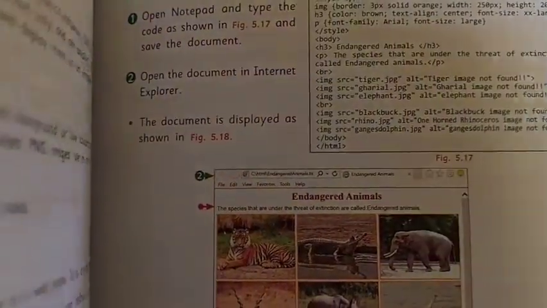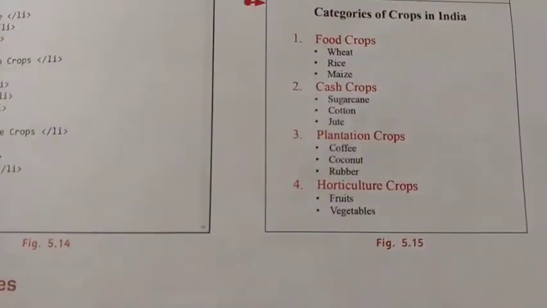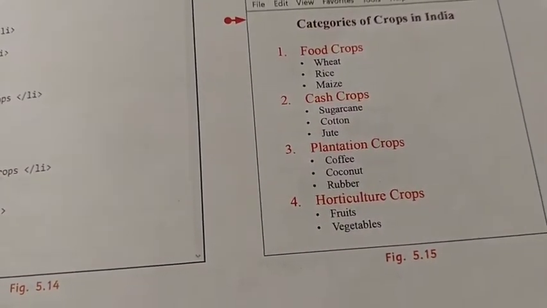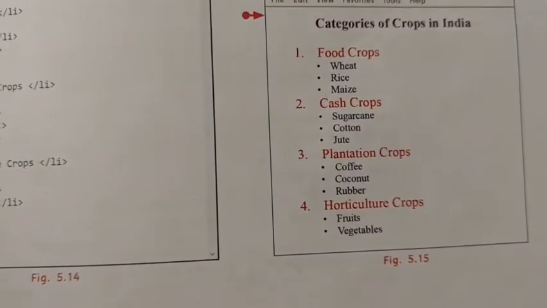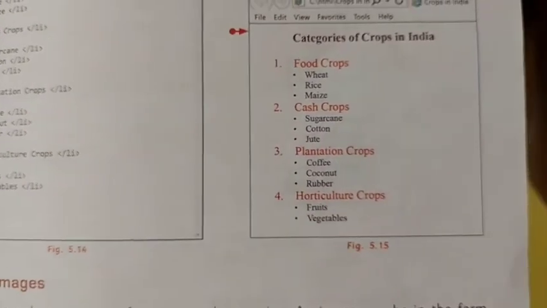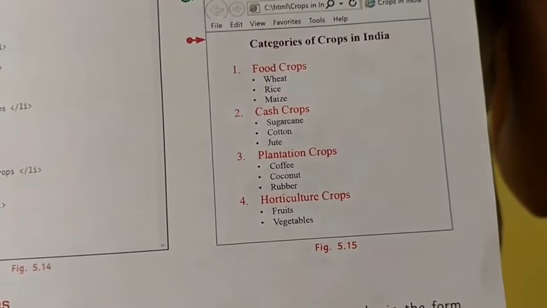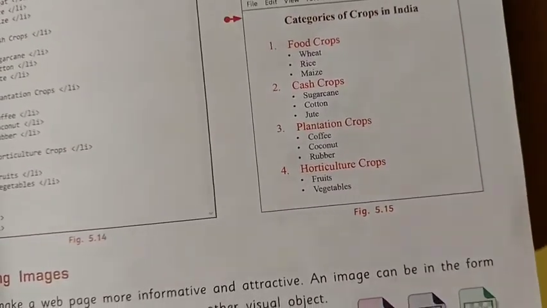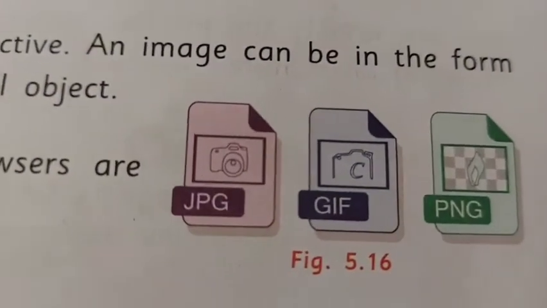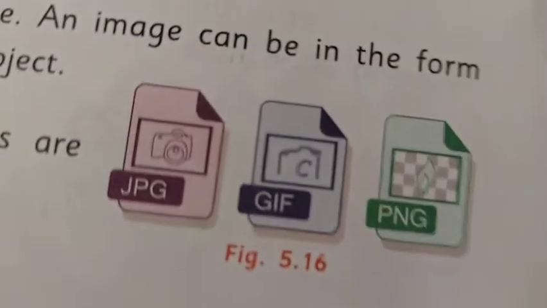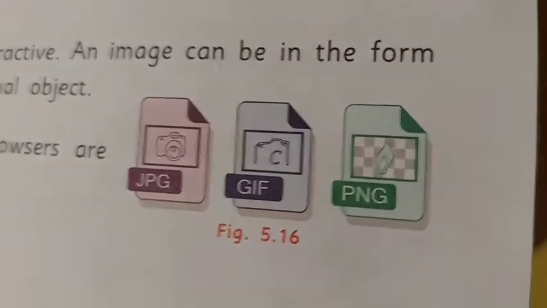Okay, and when you open it in Internet Explorer, you will find it like this. See, categories of crops in India, the main heading, and under that food crop, first list, cash crop, second list, plantation crop, third list, horticulture crop, fourth list. So like this, under one list, many other lists are being added. So this is what a nested list is. Then you can see the format. See image formats, JPG format, then JPG and JPEG, both are the same, don't worry. Okay. Then GIF, PNG, these are different formats of the photographs.